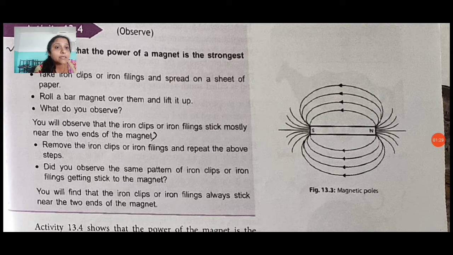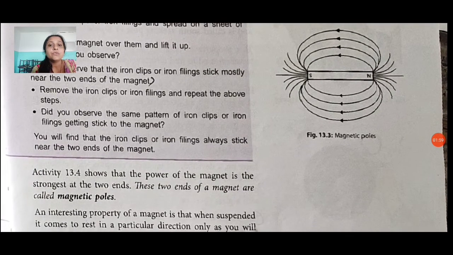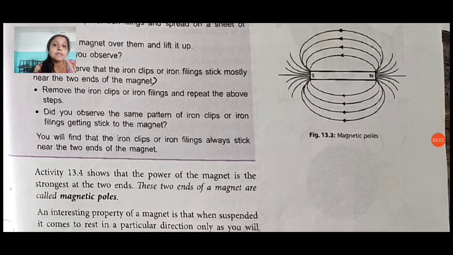In this activity you can see that we have S and N letters available on the magnet. S and N are according to direction. As I said to you, magnets are also used to find directions, and S and N show the direction here. Activity 13.4 shows that the power of the magnet is the strongest at the two ends. These two ends of a magnet are called the magnetic poles.